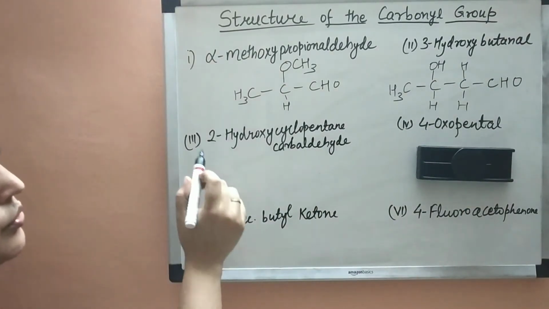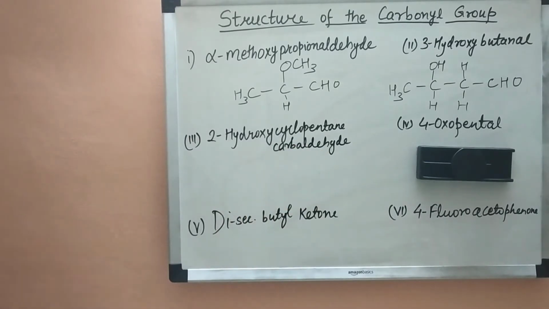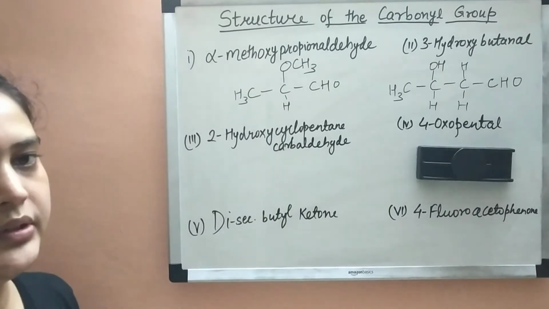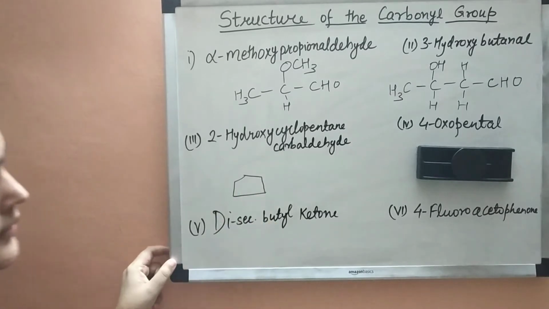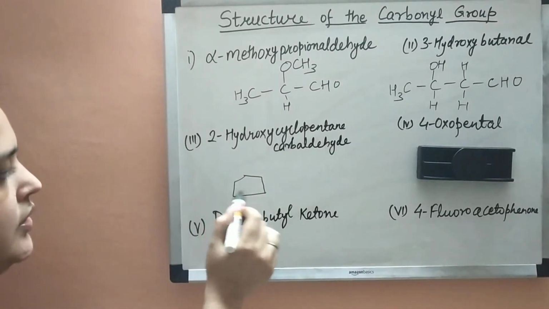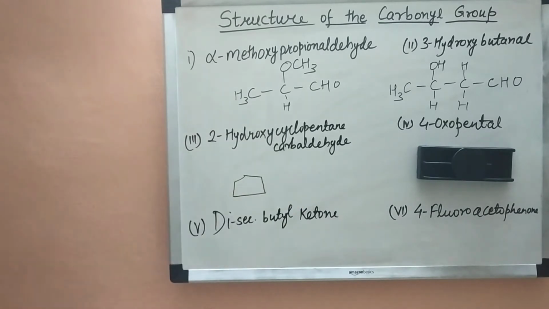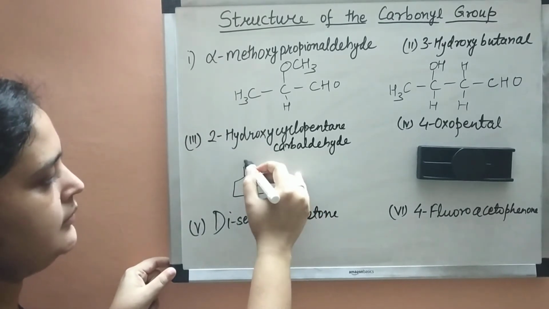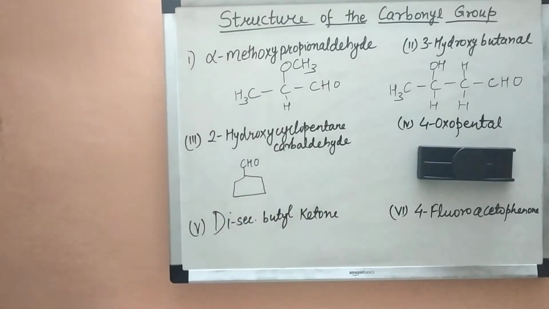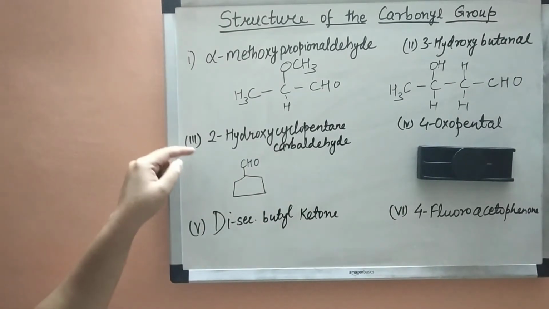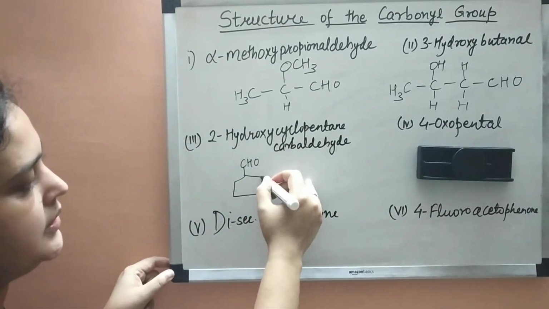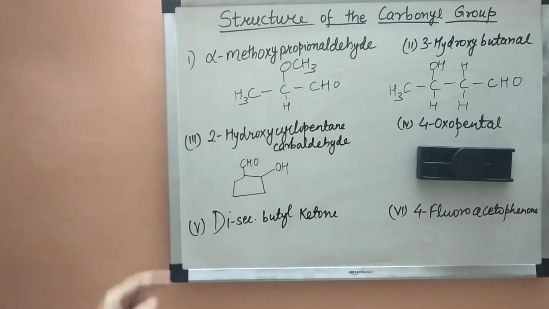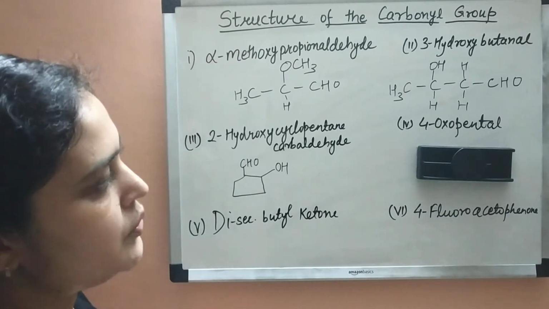Next we will move to 2-hydroxycyclopentane carbaldehyde. So there is cyclopentane, means the ring with 5 carbon atoms. So this is the ring with 5 carbon atoms, 1, 2, 3, 4, 5. And there is carbaldehyde, means aldehyde group. So at the first carbon there is CHO, right? And 2-hydroxy means at the second carbon there is hydroxy group. So this is the first carbon, so second carbon is this. So this is the 2-hydroxycyclopentane carbaldehyde.